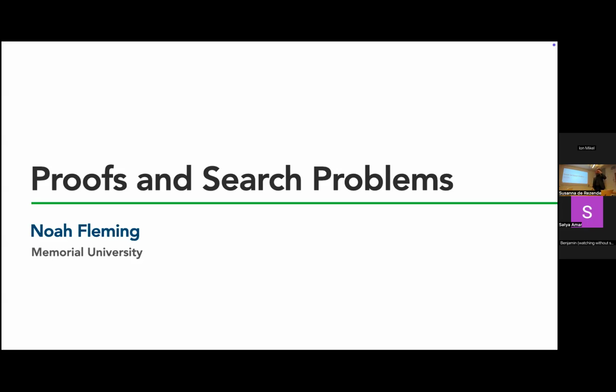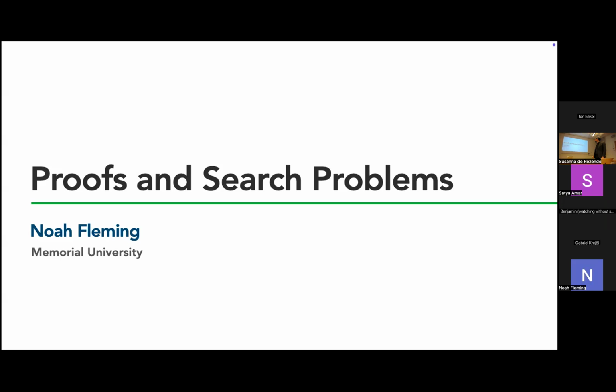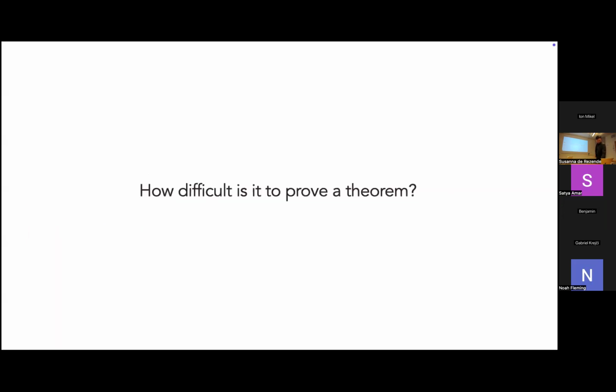Thanks for having me and thanks for introducing me. This is going to be a mix of a survey talk on connections between proofs and algorithms, and also some old work and some new work. I'll point out which those are. But hopefully by the end you take away that this connection between proof complexity and TFNP is interesting.